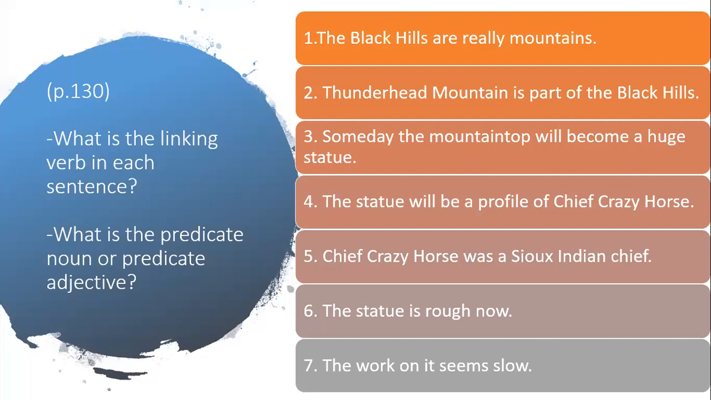One, what is the linking verb in each sentence? And two, what is the predicate noun or predicate adjective? For the students that were able to participate in the virtual meeting that we had, we discussed it, and most of my students were able to go over the sentences, read them, and identify the verbs and then the predicate noun or predicate adjective. But in this case, we're going to have to do it together.